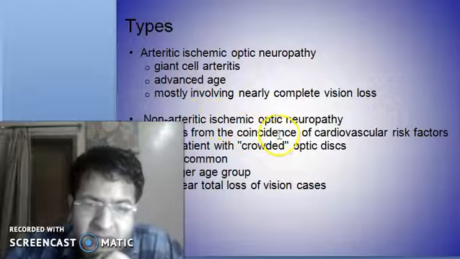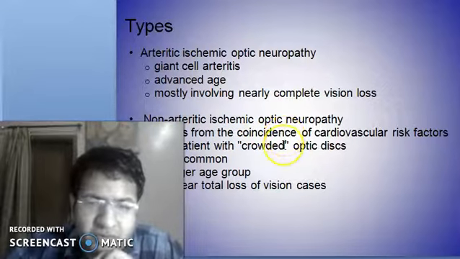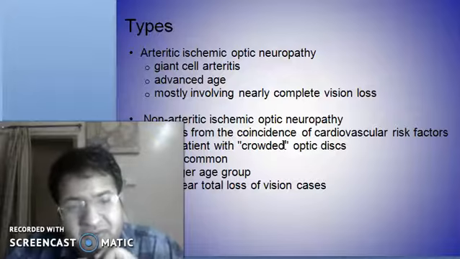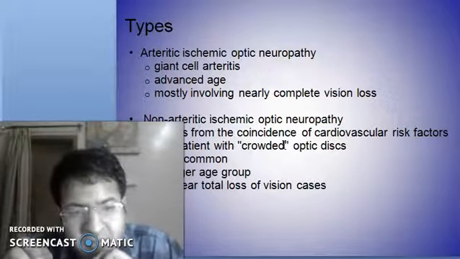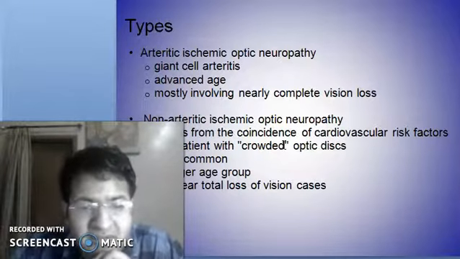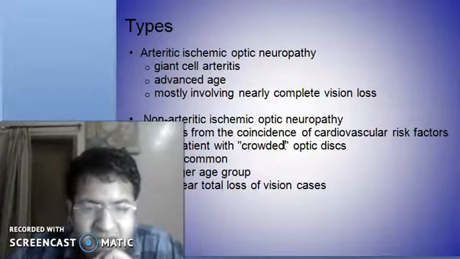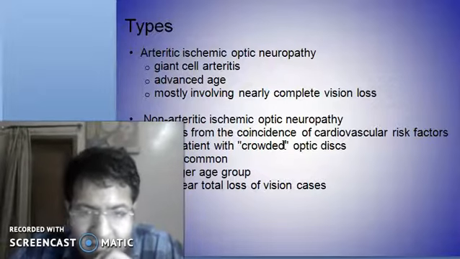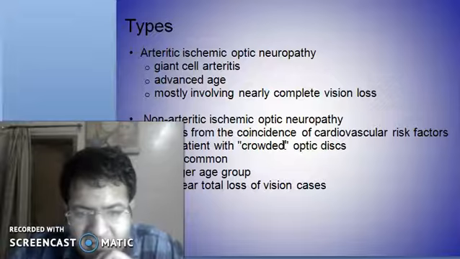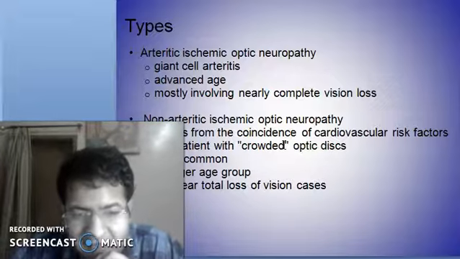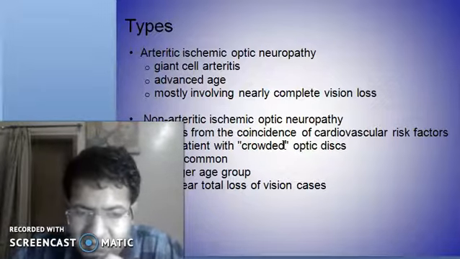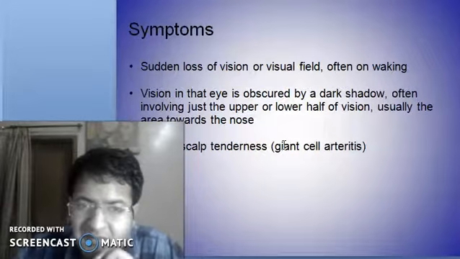In the case of non-arteritic ischemic optic neuropathy, it results from the coincidence of various cardiovascular risk factors in patients with crowded optic discs. A crowded optic disc, for example, is seen in hypermetropia. It is more common than arteritic ischemic optic neuropathy and occurs mostly in a younger age group than AION, and few near total vision loss cases are seen. Very few cases have a very serious vision loss, that is less than 6/60. Mostly the visual acuity is more than 6/60.